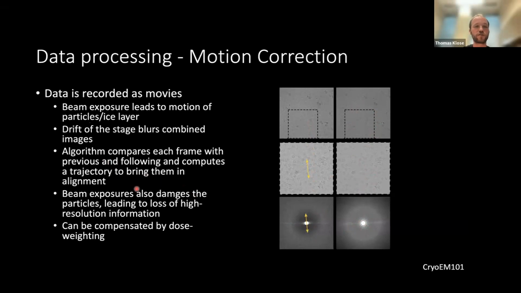And then in addition to all of these things, as I said, any beam exposure will cause damage to the particles, and that will lead to loss of high resolution information. But over the years, we have learned when particles take damage. And so we can actually apply what is called dose weighting to compensate for this beam damage. So essentially, in the later part of the movie, we are not considering high resolution information in the average anymore, because that high resolution information was already lost. And we only retain the high resolution information from the early parts of the movie where it was still present.